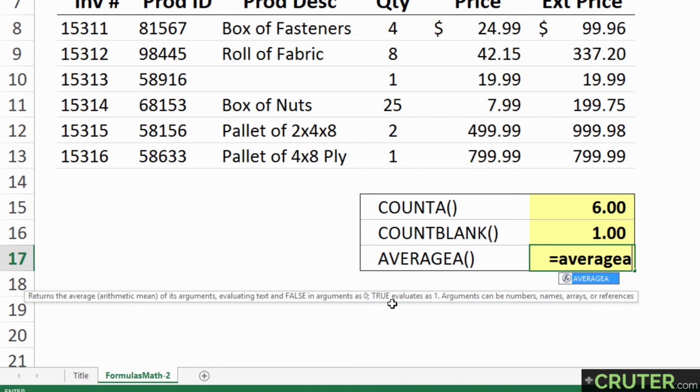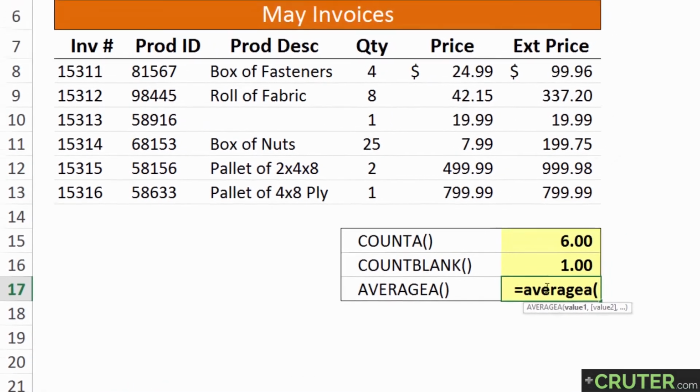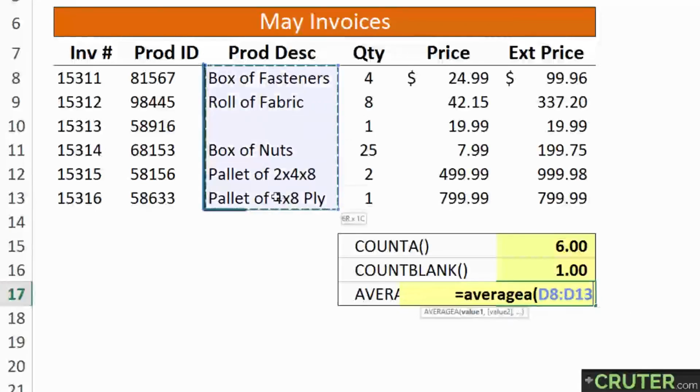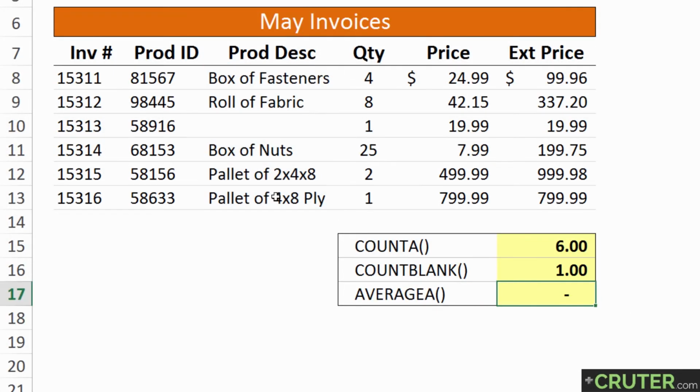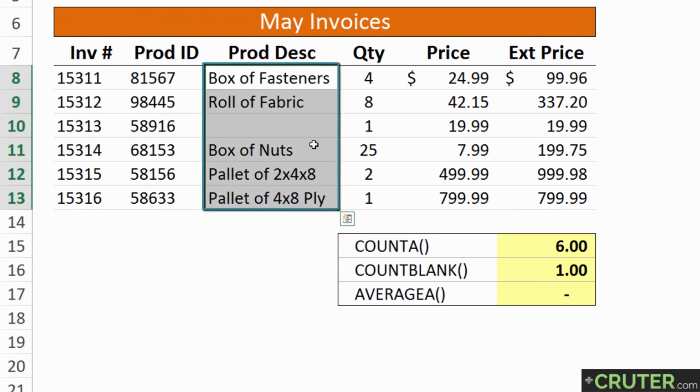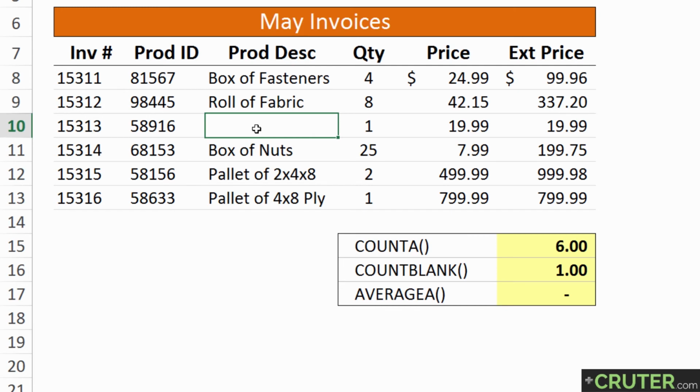Otherwise, if it has TRUE, it's going to evaluate it as 1, and it can take the same type of arguments as the AVERAGE formula. So if we put an AVERAGEA formula and grab the range of product descriptions and then close out the formula, it's going to return 0 because all of this is text, and text, it said, returns as 0. Now, if we take this blank and put in here FALSE, FALSE will then also return as 0. So this would make sense too, that it's showing 0.